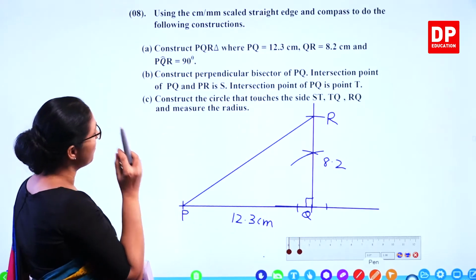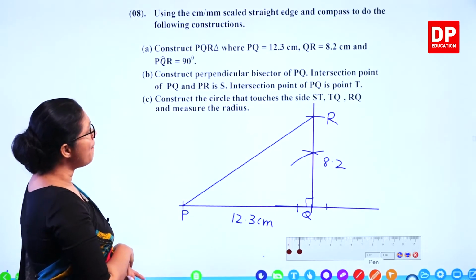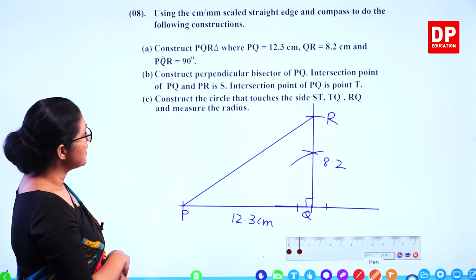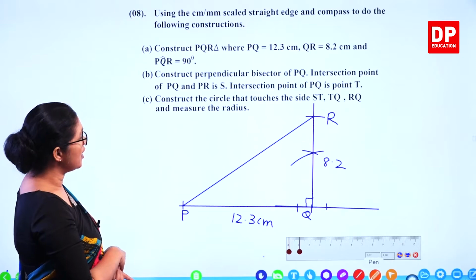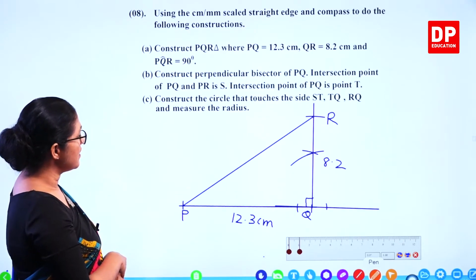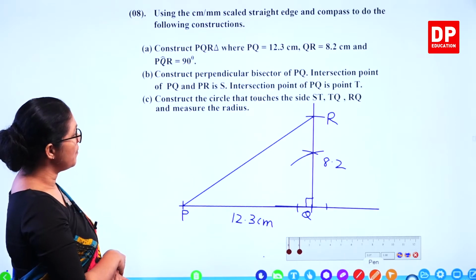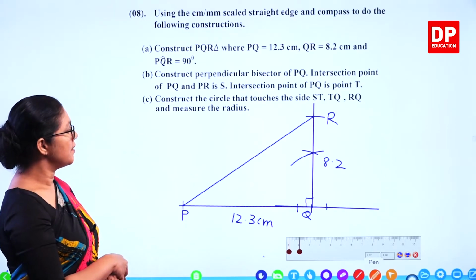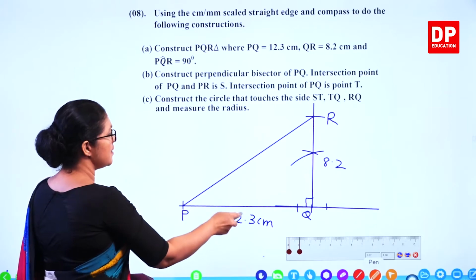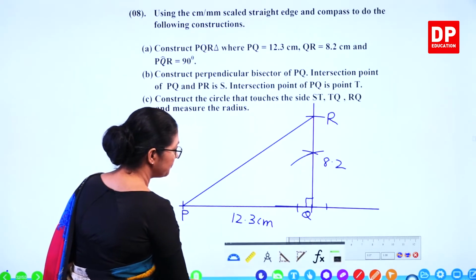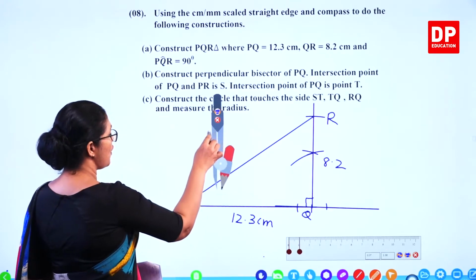That's the first step. Construct a perpendicular bisector of PQ. The intersection point of PQ and PR is S, and the intersection point of PQ is point T. So this is S and this is T. So we'll draw the perpendicular bisector. You need the compass for that.